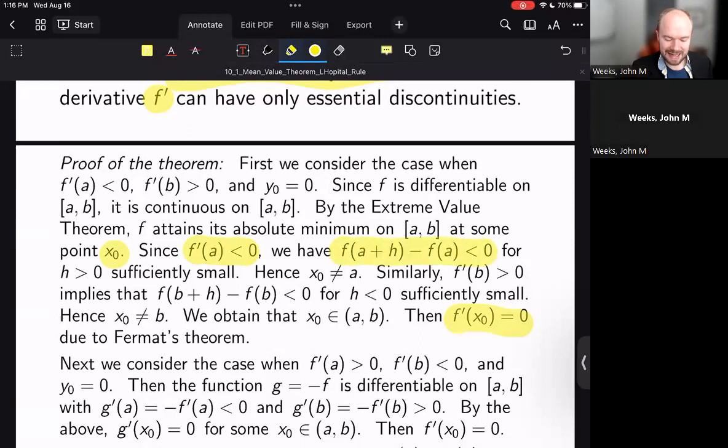Well, what that means is that x naught is not equal to a, because a cannot be the minimum, because f of a plus h for a sufficiently small h is going to be smaller. Similarly, x naught is not going to be equal to b. So x naught has to be in this open interval. Well, what does Fermat's theorem say?